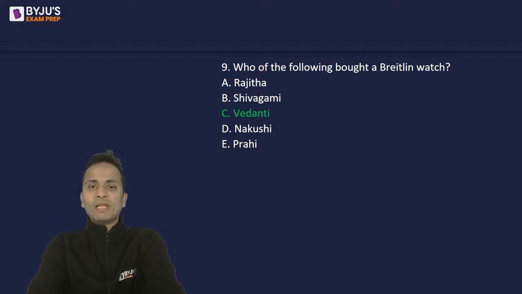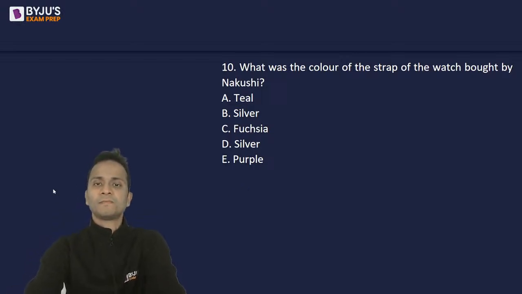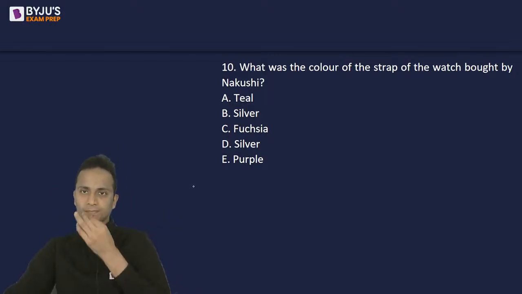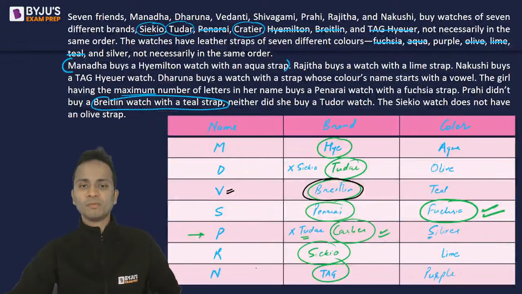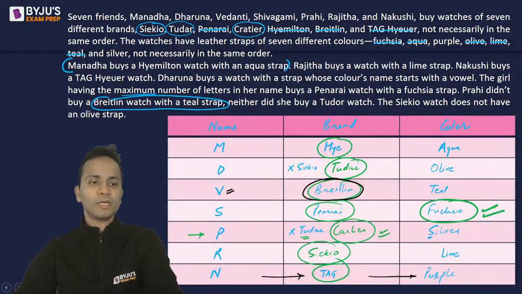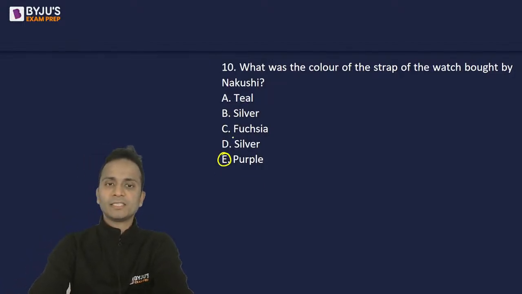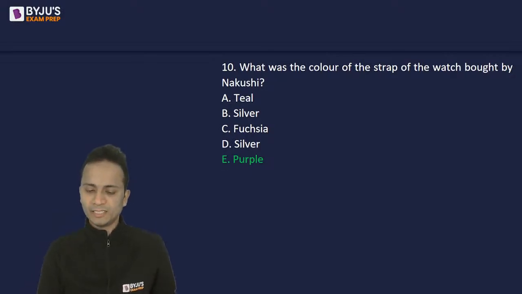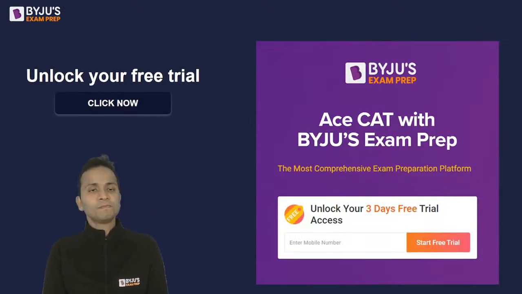Okay. Now last question, question number 10. What was the color of the strap of the watch bought by Nakushi? Nakushi, at the bottom, has bought TAG Heuer and the color is purple. So the correct answer will be option E, that is purple. And yes, it is the correct answer. So friends, that was the last question for this lecture. So that's all from my side for the day.